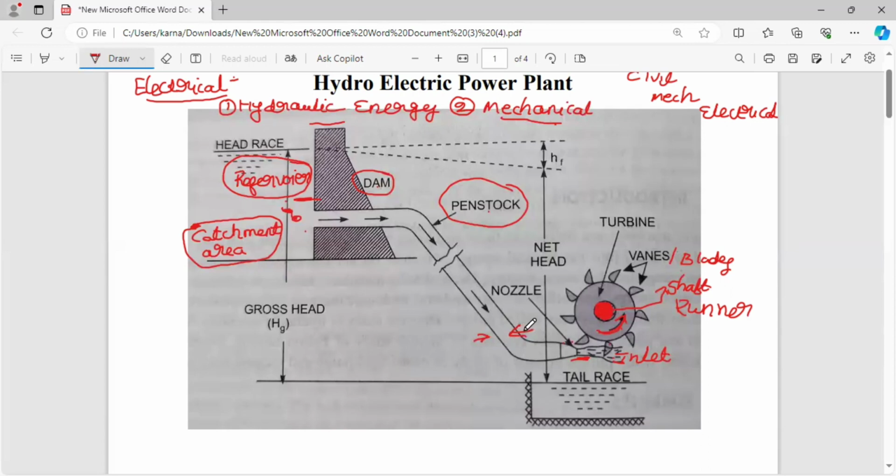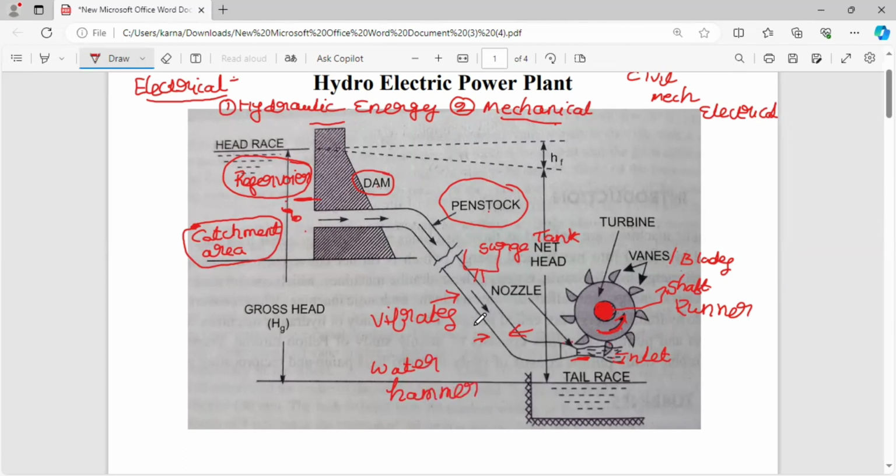So to avoid damage to the penstock pipe, at this location we can construct a tank called the surge tank. Due to that pressure, the pipe can vibrate. That vibration is called the water hammer.